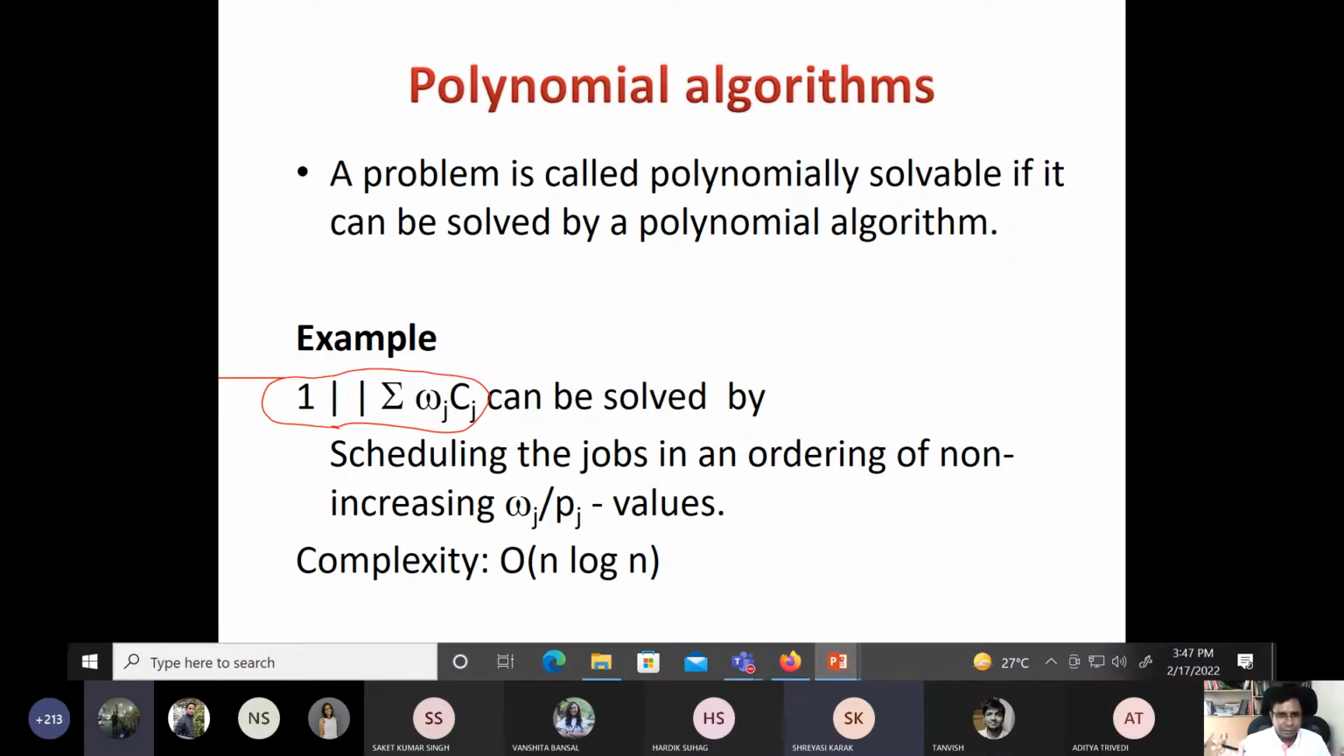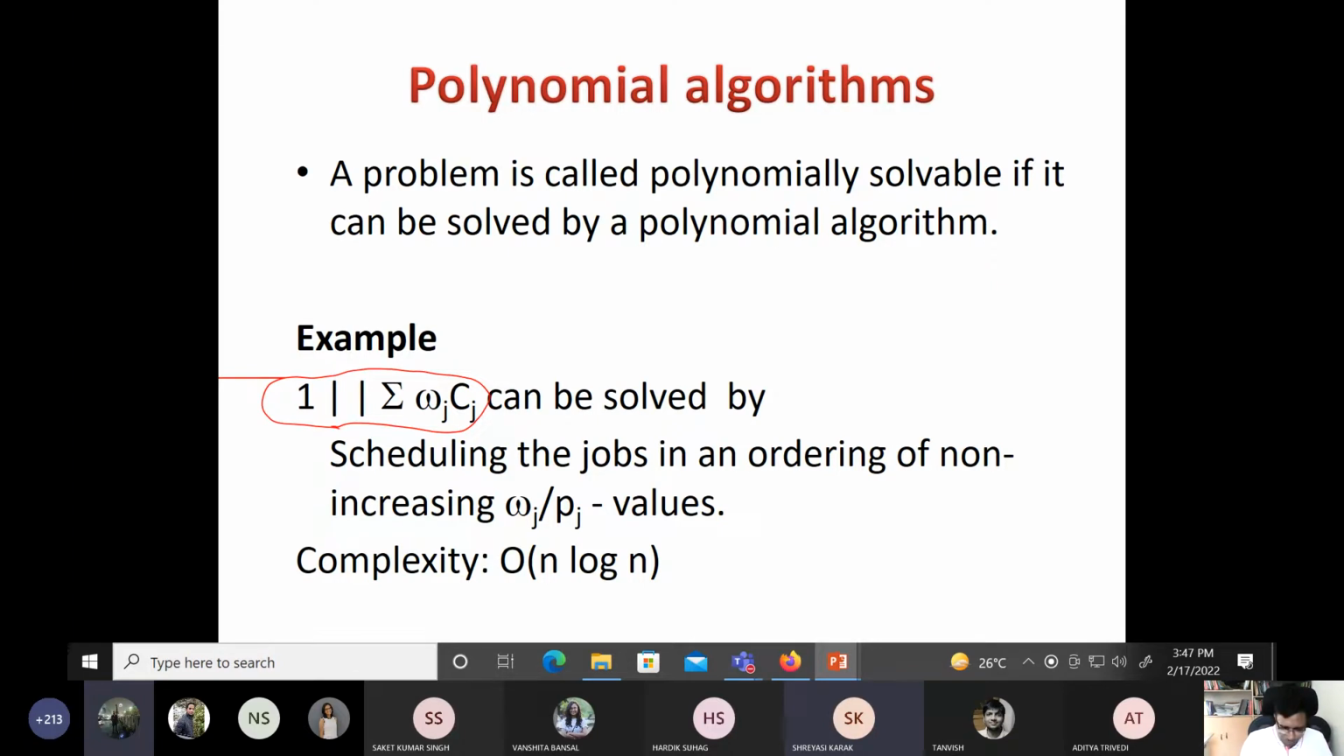This problem can be solved easily. You have one processor; schedule the jobs. What is the approach? Schedule in an ordering of non-decreasing Wj by Pj values. Simply order the jobs by Wj by Pj and schedule one after another, because you are simply sorting, and it will give you the optimal result. The sorting complexity is O(n log n), and it gives the optimal result. Is there any issue in this? Sir, I think we can prove it by exchange argument. Yes, we can prove it by exchange argument. There is no issue.